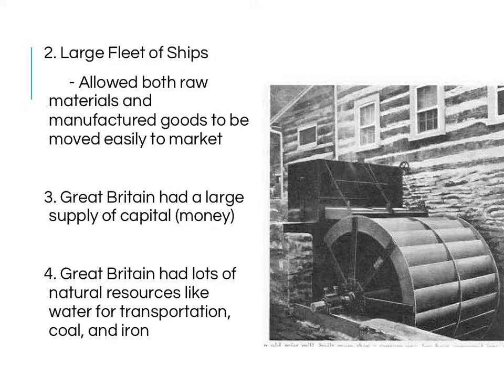Great Britain also had lots of natural resources, like I mentioned at the beginning. They have lots of rivers, lots of coal, and lots of iron, which were all things that were essential to the Industrial Revolution. And this picture shows one of the things that's important about rivers. This is an example of a water wheel, and you can see the factory would be inside. This water wheel would be attached to an engine or a machine, and it would power it as the river flowed and the water wheel turned.